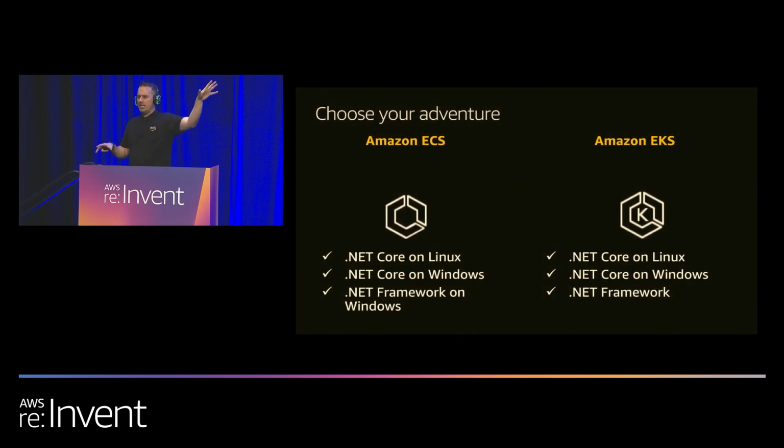Now you've got your images in either Docker Hub or ECR or whatever container registry that you have. You can even host your own if you want to. I don't know why you want to. You then have an option as to how you want to run them in AWS. Do you want to use ECS or do you want to use EKS?